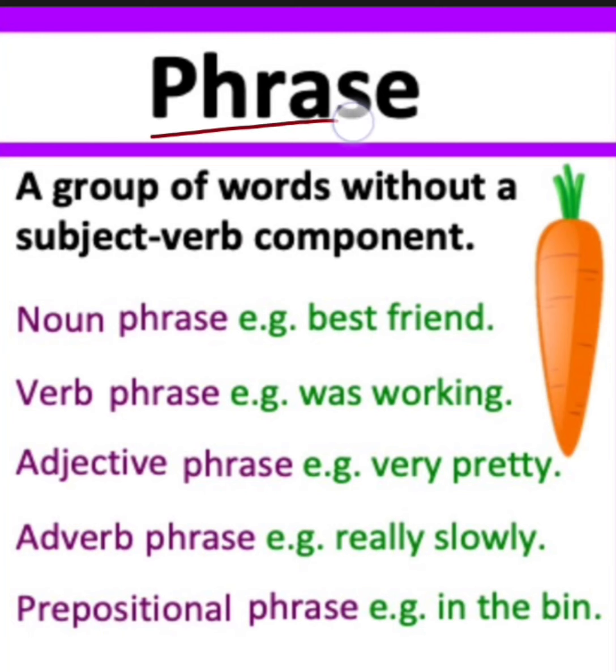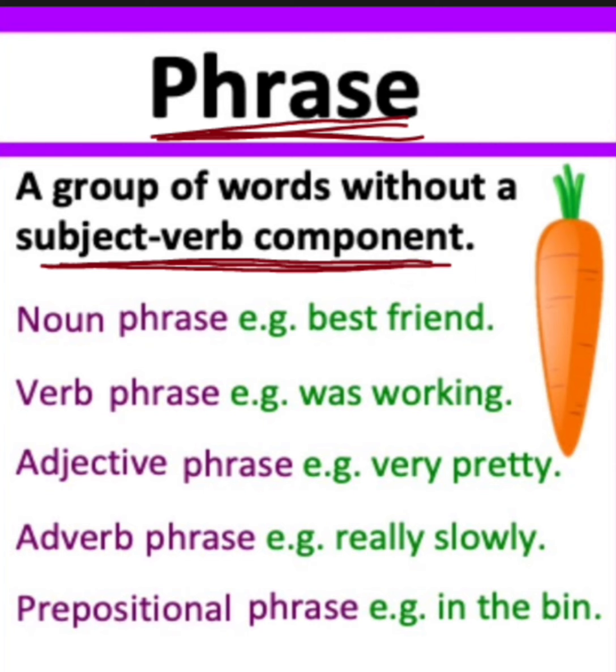After discussing clause, we are going to discuss phrase. So simply, a phrase is a group of words without a subject-verb component. In clause, we discussed that we must have a subject and verb or predicate, but in phrase, we do not have subject or verb component. So a phrase is a group of words which gives a sense, not complete meaning, and it does not have subject or verb. We have got different types of phrases.